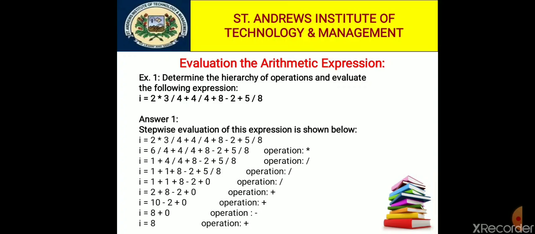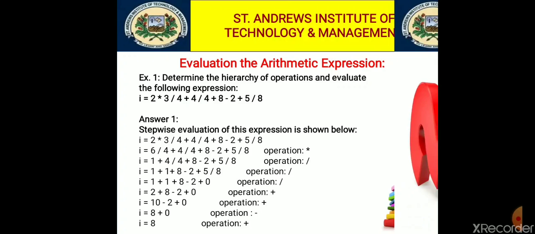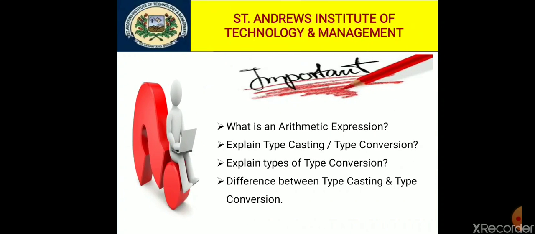Okay, is there any doubt? Now I am going to provide you some important questions based on today's topic, so that you will get an idea which type of questions come in university exam from this unit or this topic. So here are the questions, and the first one is what is an arithmetic expression? Next one is explain typecasting or type conversion. Explain types of type conversion, means implicit or explicit, and differentiate between typecasting and type conversion.